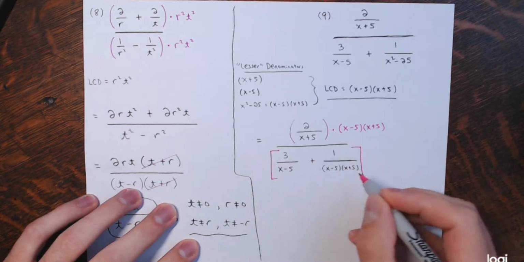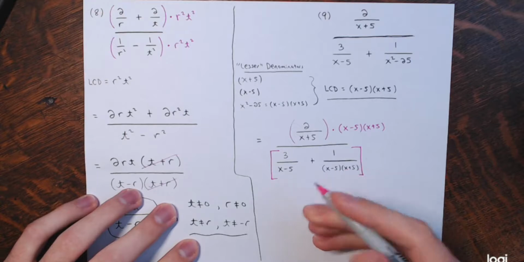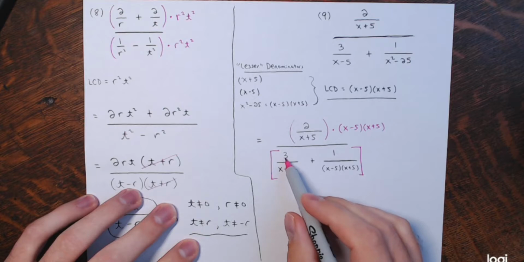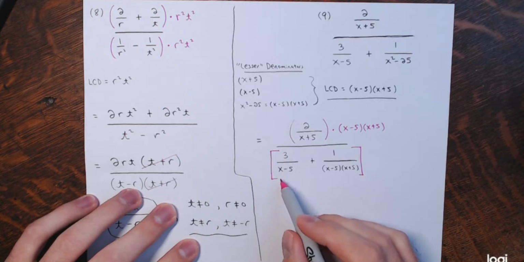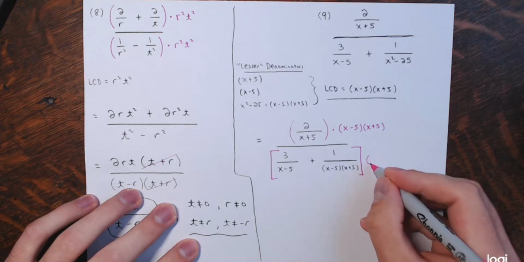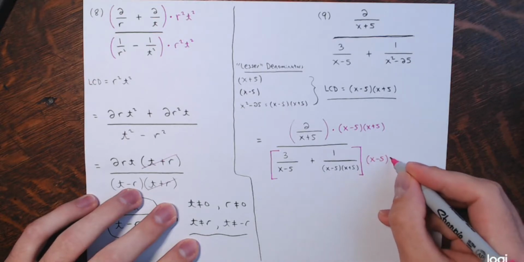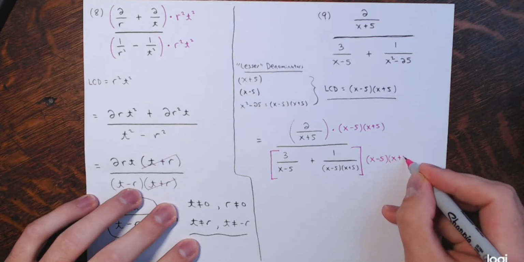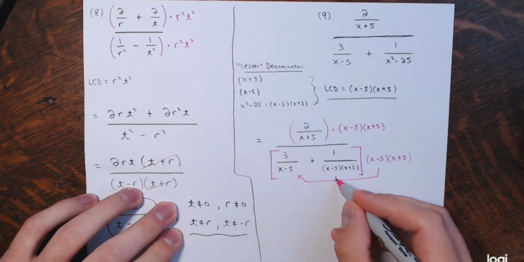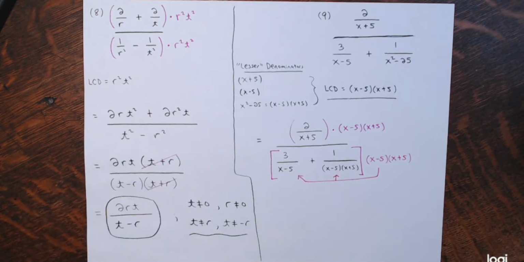Remember, terms are separated by addition, or subtraction, but subtraction is just adding the opposite. There's this fraction, 3 over x minus 5, plus, and then a second term, 1 over x minus 5 times x plus 5. And again, I'm going to multiply the entire denominator by the LCD. And don't forget you're doing it to both terms down there. Now the whole reason for multiplying the numerator and denominator by the LCD is so all the lesser denominators get canceled.